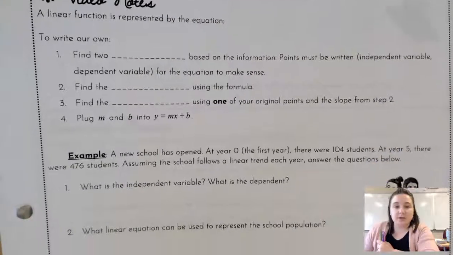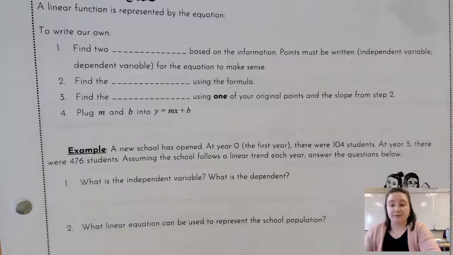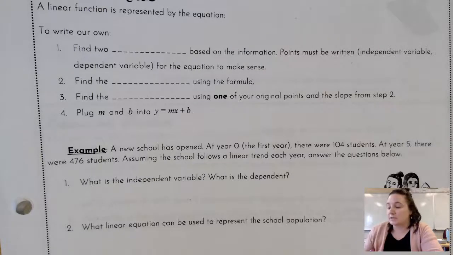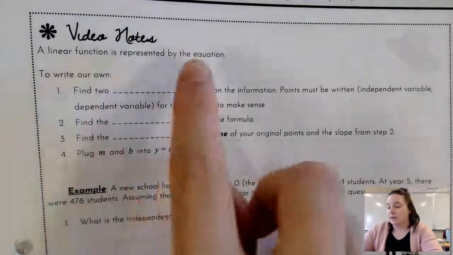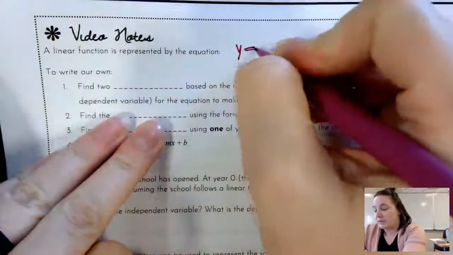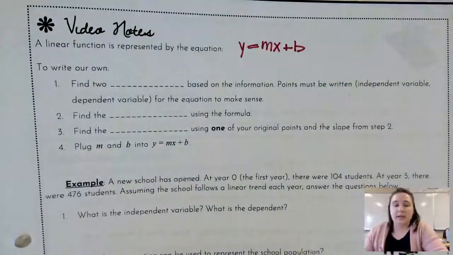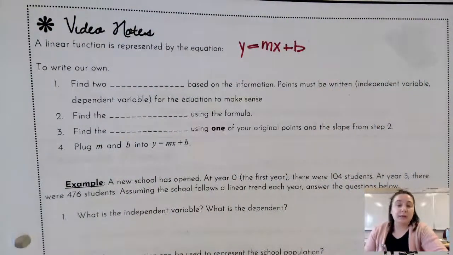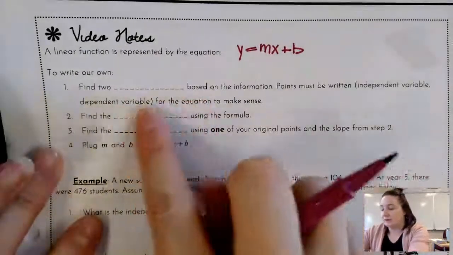So we're going to start with just some general steps that you can follow every time that you are doing this process. We're basically just going to be asked to write our own linear functions. And linear functions can be represented by the equation y equals mx plus b. We are used to getting the equation, but we are going to be writing our own. And so these are the steps we're going to follow.